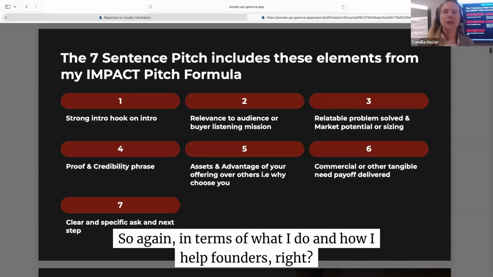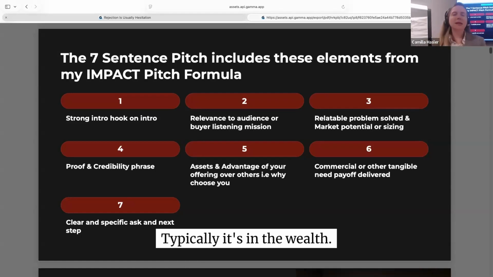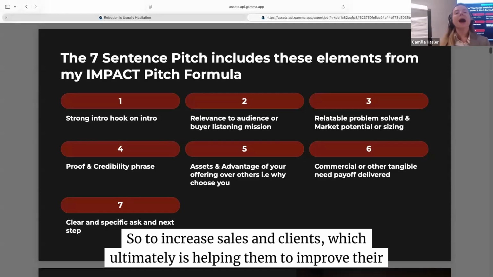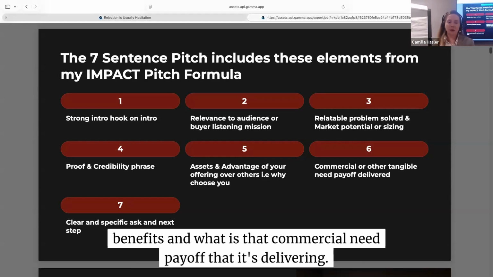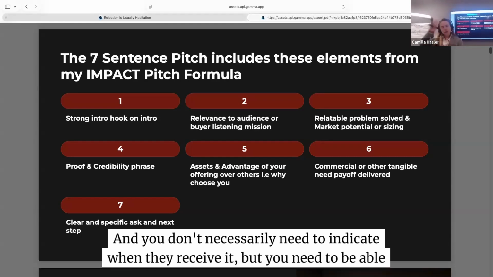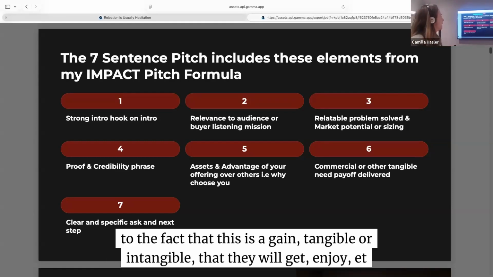Again, in terms of what I do and how I help founders, typically it's in the wealth zone, so to increase sales and clients, which ultimately helps them to improve their wealth. So think about where your offering fits in those different realms of how it benefits, and what commercial need payoff it's delivering. You don't necessarily need to indicate when they receive it, but you need to be able to articulate in your pitch that this is a gain, tangible or intangible, that they will get and enjoy.